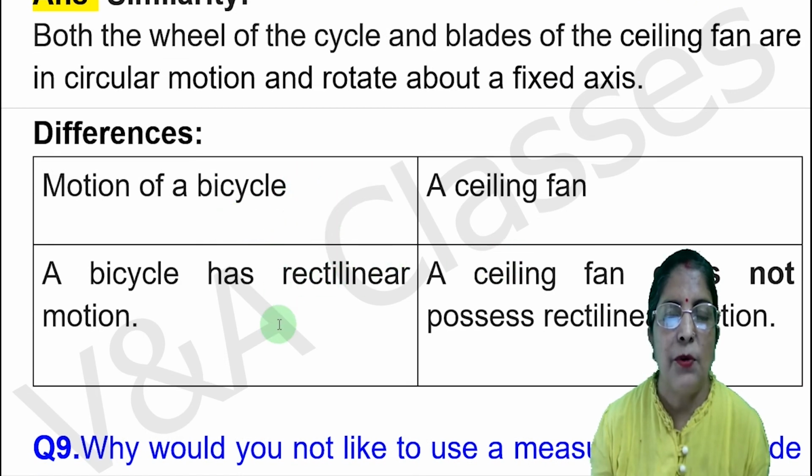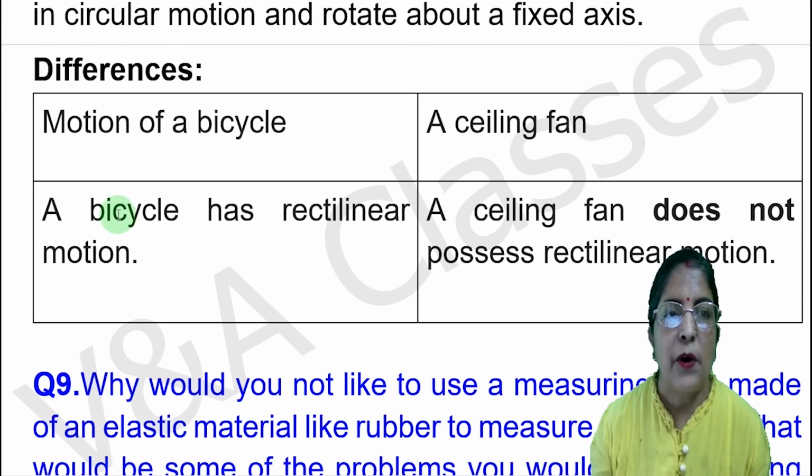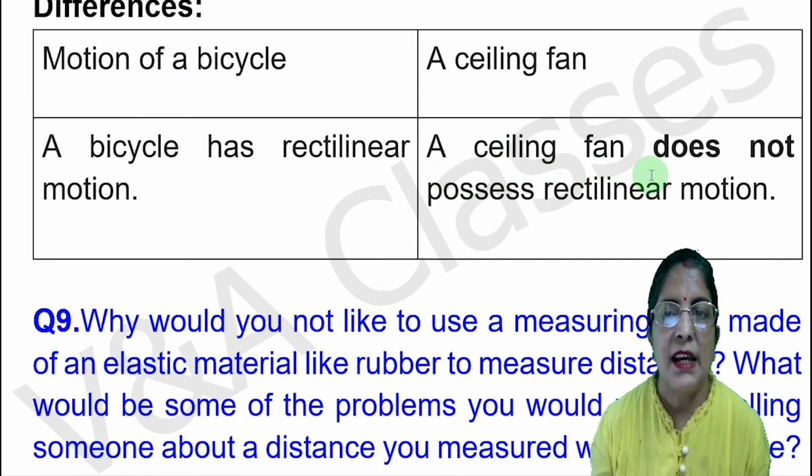Now differences, for differences we have to draw two columns. In first column you have to write points for motion of a bicycle and in second column you have to write points for a ceiling fan. So point for motion of a bicycle: it has rectilinear motion. For ceiling fan: it does not possess rectilinear motion.